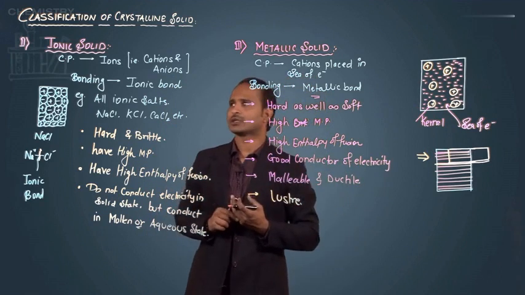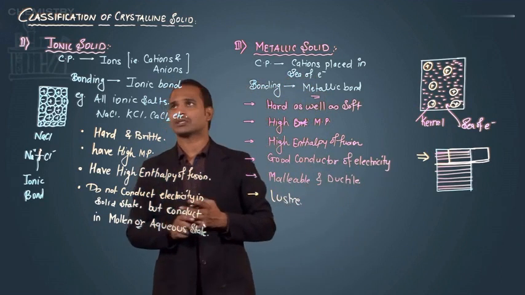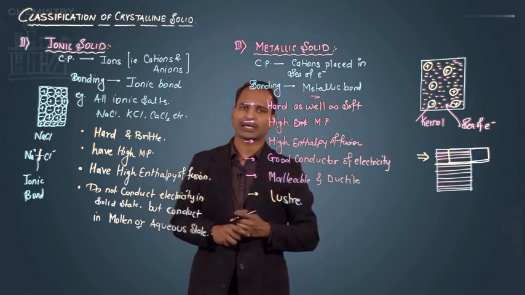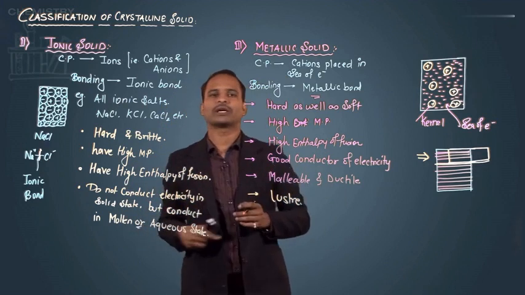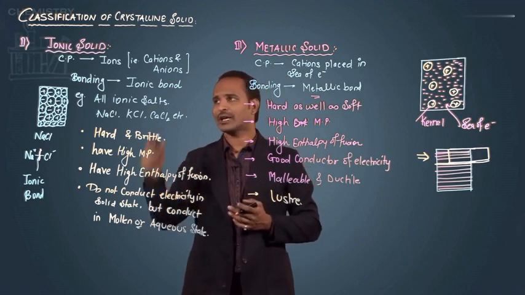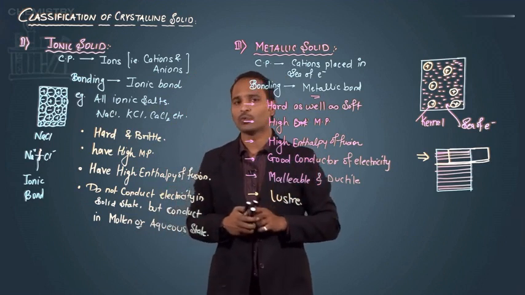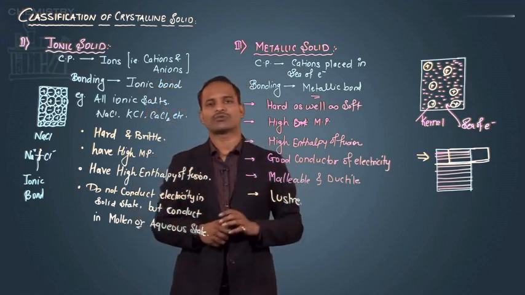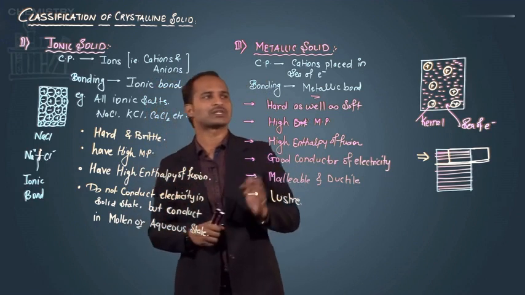So this is about the two solids: the ionic solid and the metallic solid. Ionic solid, where the particles are cations and anions, which are bonded by the ionic bond, a strong force of attraction. That's why all the ionic solids at room temperature are in a solid state. Metallic solid, the constituent particles are cations, which are placed in a sea of electrons.